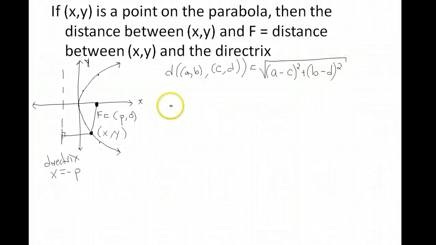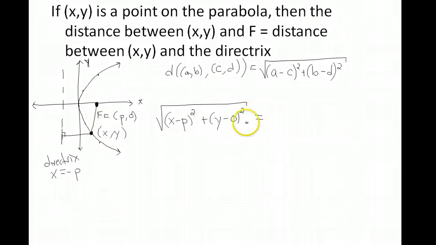Remember that? So that means that I can write the distance between the point here, the point x, y, and F as being what? So that means it's the square root of, I have the ordered pair x, y, and the ordered pair p, 0, right? So I know this is x minus p squared plus y minus 0 squared. Okay, that's the distance between the point xy and the focus.